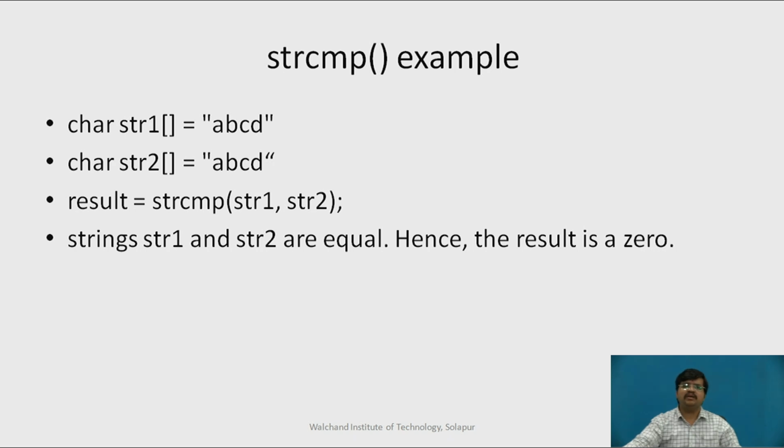Second example for strcmp. Here again both the strings are equal, ABCD and ABCD. So strcmp of str1, str2 will return 0. The meaning of the output of this program is that it will return a value 0. So both strings are equal.